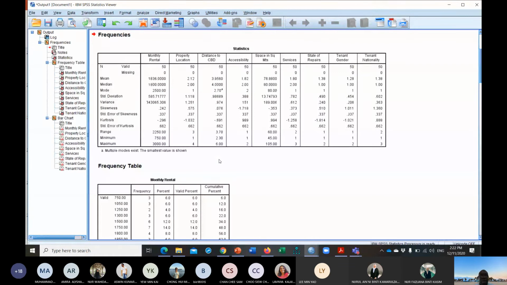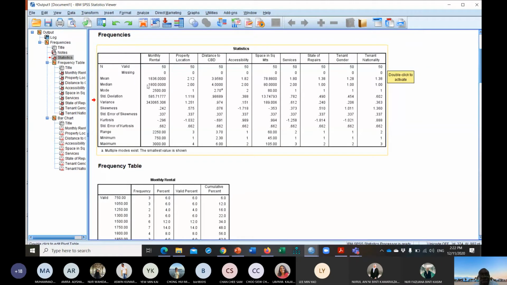So the SPSS has processed it and is giving us our statistics table. The first table, statistics, here, we can all see missing data, no data is missing. That means every data is computed. And we have a total number of 50 entries. So let's look at the mean.